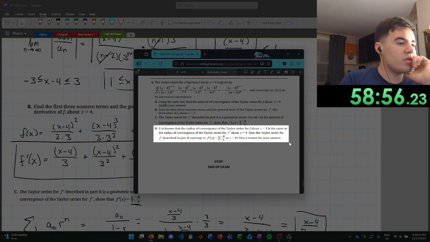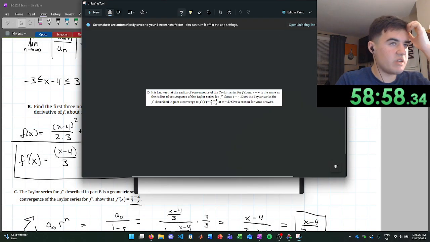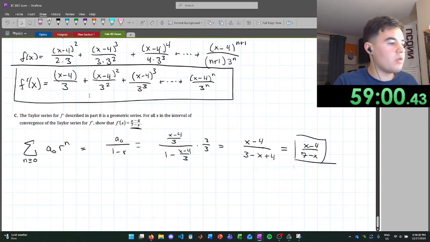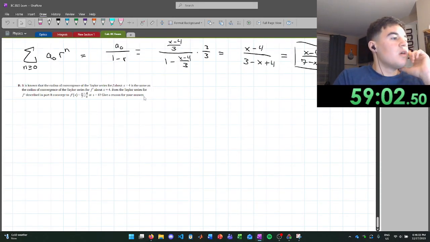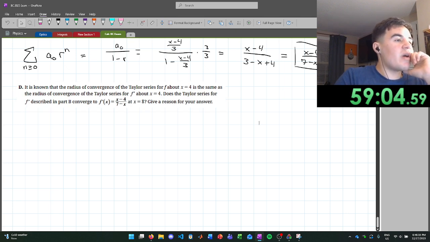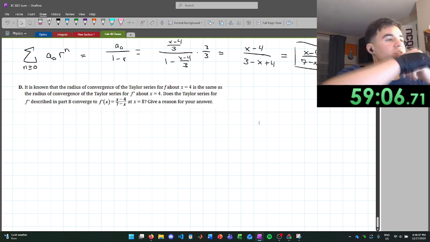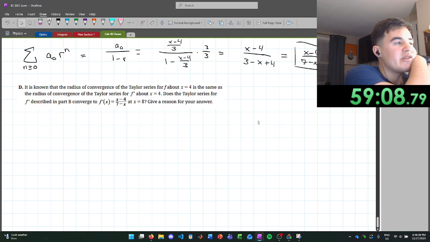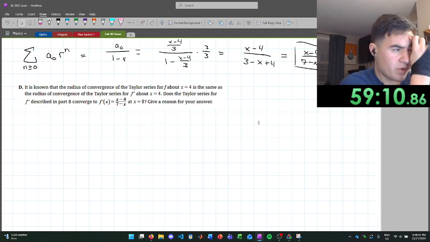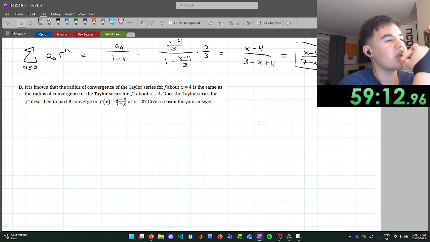Part D. It is known that the radius of convergence for the Taylor series for f about x equals 4 is the same as the radius of convergence for the Taylor series for f prime about x equals 4. Does the Taylor series for f prime described in part B converge to f prime at x equals 8? Give a reason for your answer.